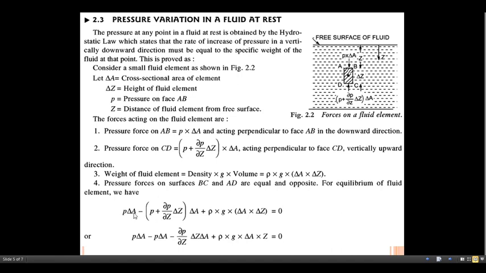Now simplify this, multiplying by delta A into the inside terms: P into delta A, minus P into delta A, minus the next term, ∂P/∂Z multiplied by delta Z multiplied by delta A, plus this term which remains as it is, rho into g multiplied by delta A multiplied by delta Z, equated to 0. If you look at these two terms, both are the same, so they get cancelled.